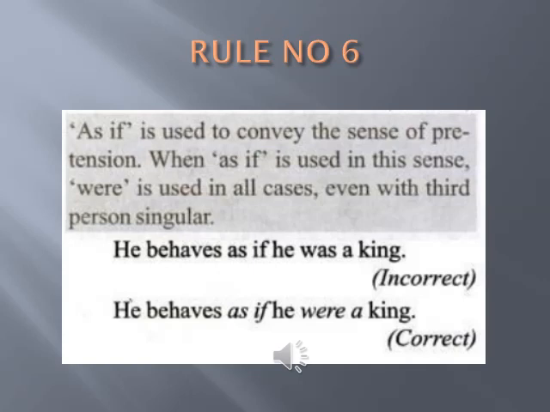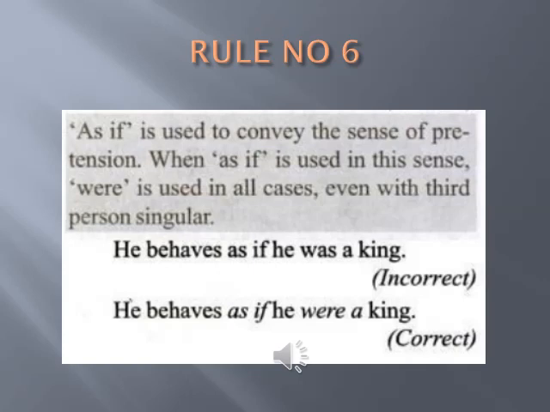Rule number 6 of spotting the errors. As if is used to convey the sense of pretension. When as if is used in this sense, were is used in all cases, even with third person singular. He behaves as if he was a king. That's a wrong sentence. He behaves as if he were a king.